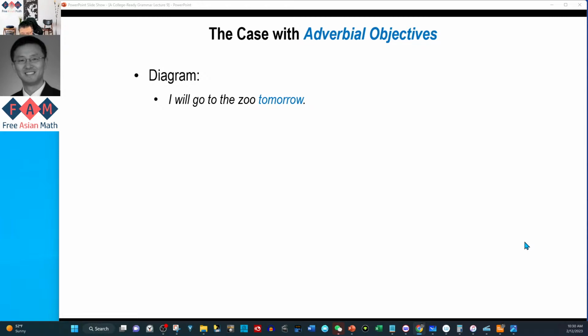But later, I have learned you have a lot of modification like next week, tomorrow, those kinds of time-based modification where you don't see any preposition before it. So there's nothing like on next Tuesday. So what's happening here is that I will go to the zoo tomorrow. Tomorrow here serves as an adverb, but it's a simplified version of a prepositional phrase, on tomorrow.